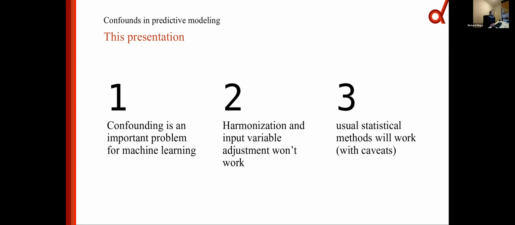Another point is that the harmonization technique and input adjustment technique probably won't work for the machine learning models, although I just found out about the ComBat method from the previous speaker, so this is something worth looking into. And the last one, that the usual statistical methods that are not like harmonization will work very well unless you do something better.